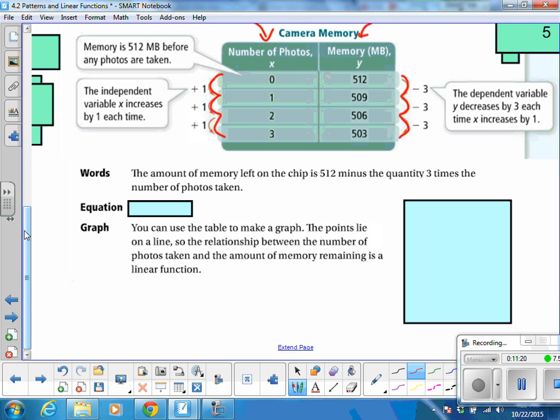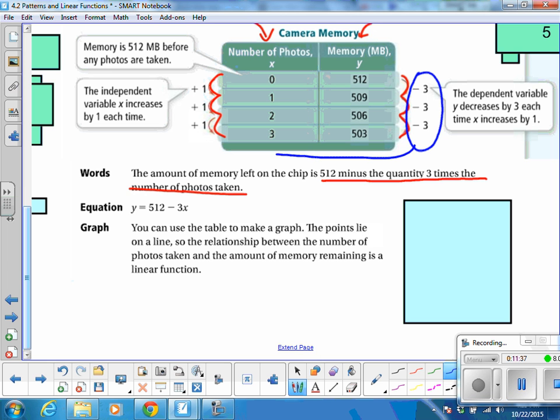The amount of memory left on the chip is 512 minus the quantity 3 times the number of photos taken. So my equation is built out like this, and I can see it play out in the pattern here. I can see that it's a nice consistent pattern. So that's going to give me my coefficient of -3 changing each time depending on what x is. And then I can also see that at 0, I can see my constant, my starting point at 512. And it's going to go down each time I take a picture. So however many pictures I take times the 3, I will subtract that out.